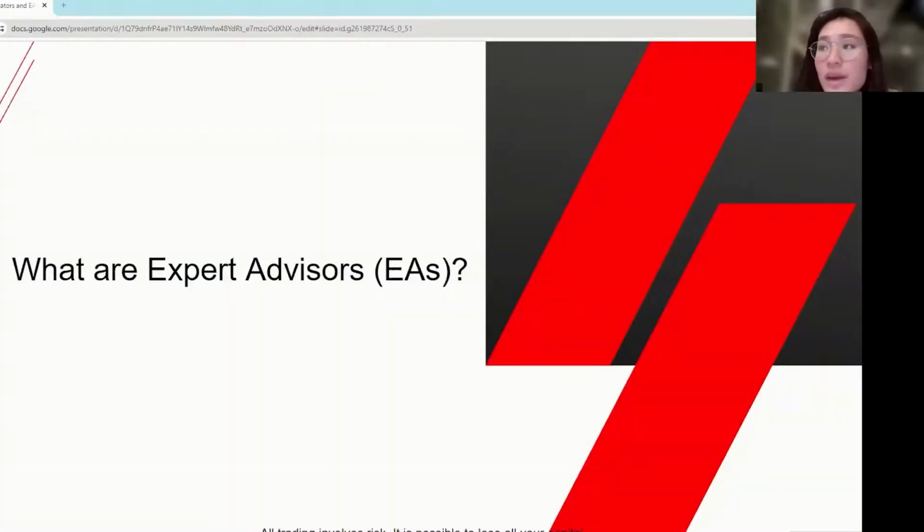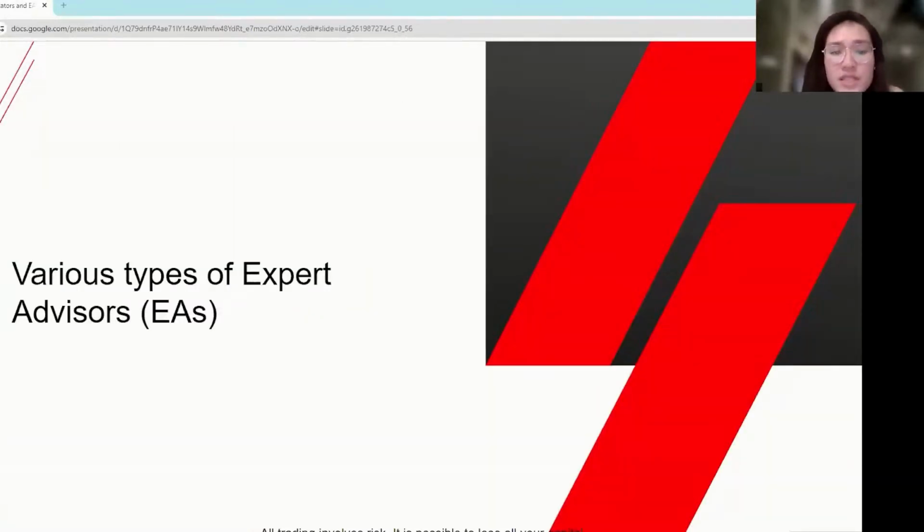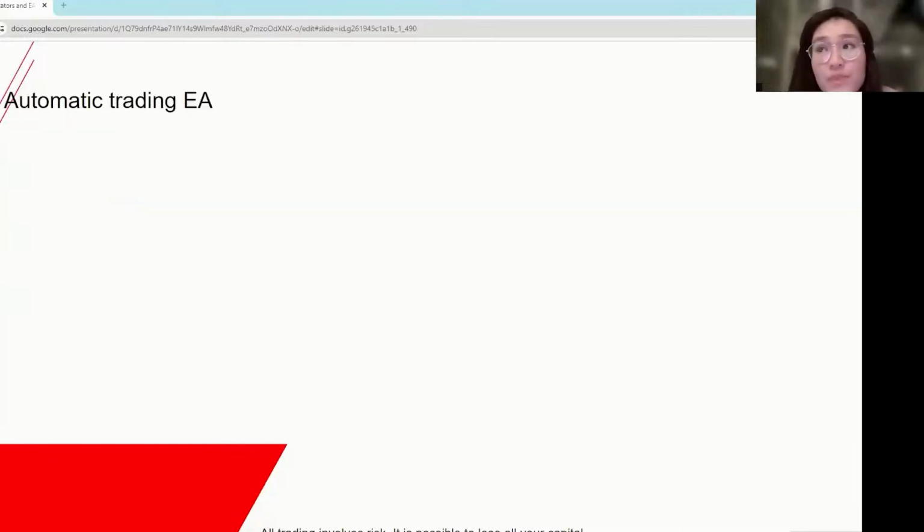Okay, so what are some expert advisors or EAs? They are basically developed in MQL4 as well as 5, and it's software that automates trading functions based on algorithm. So it basically notifies traders of trading opportunities and suggests trades that can be profitable. Different types of EAs: we have the scalping EA, news trading EA, breakouts EA, and hedging EA. So it really depends on your trading strategy and what exactly you are looking for.